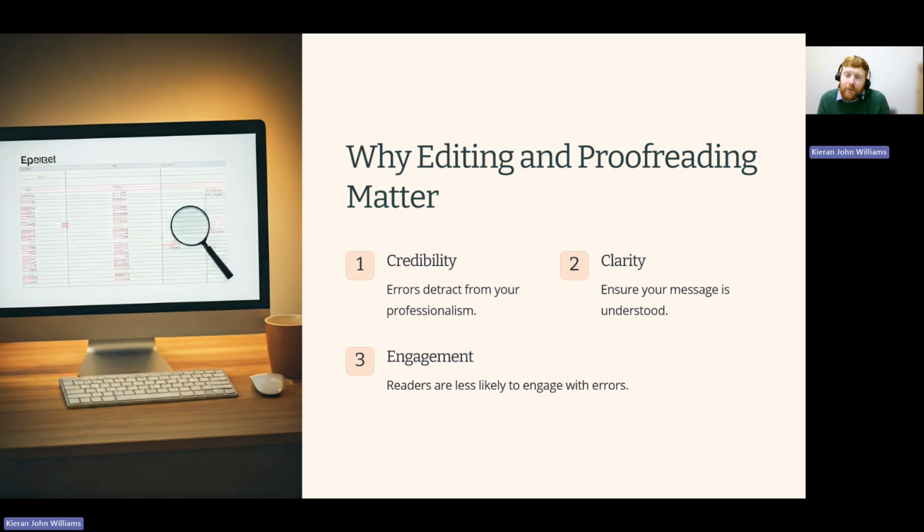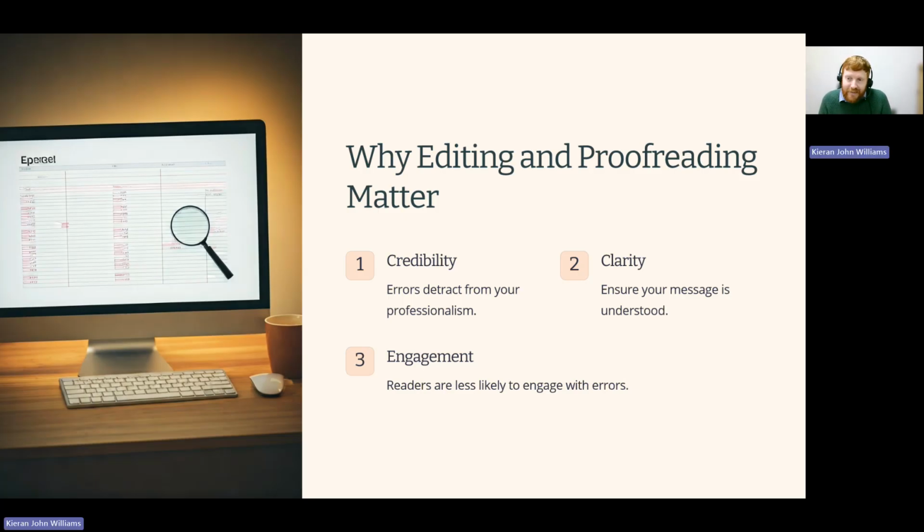Now, secondly, let's talk about clarity. Your reader, who is usually your lecturer, really shouldn't have to struggle to understand your meaning. If they struggle to understand your meaning, they're going to struggle to give you a good grade. So clear writing demonstrates that you have clear thinking.